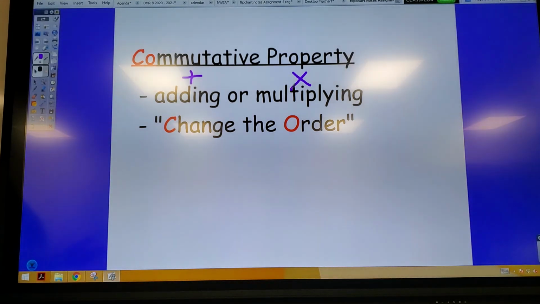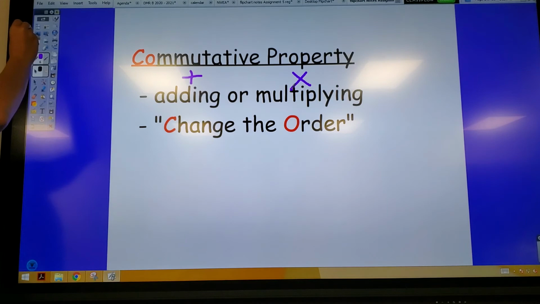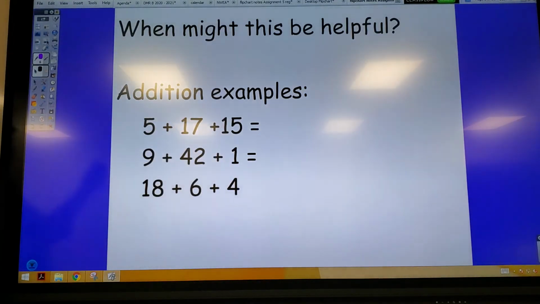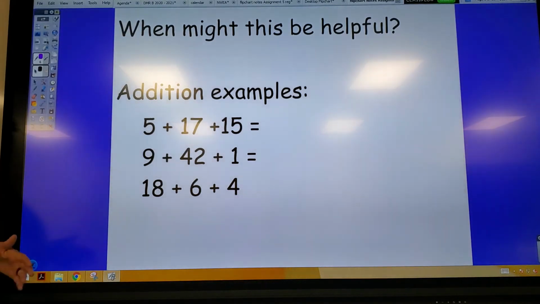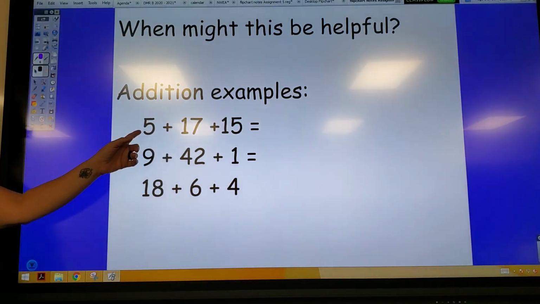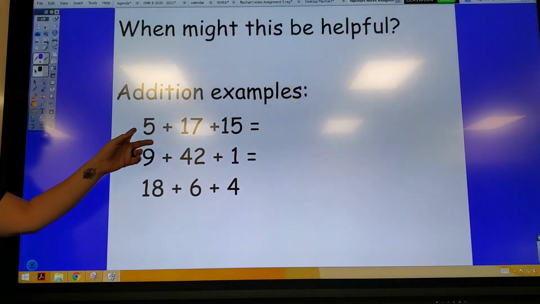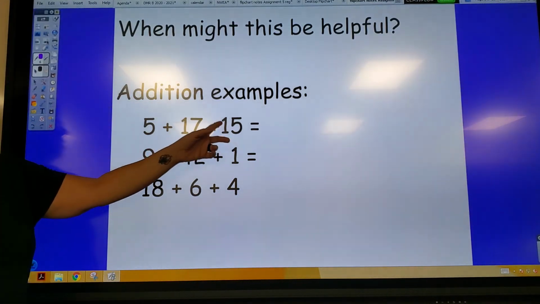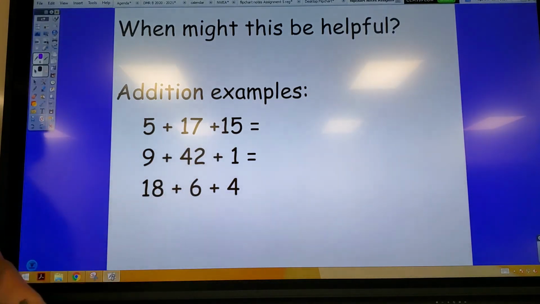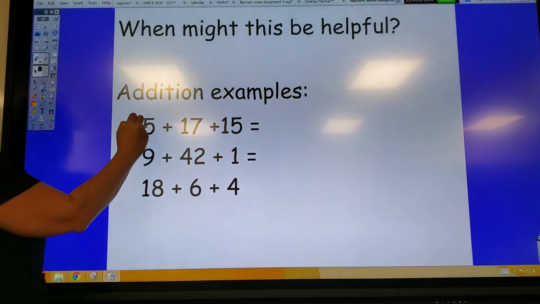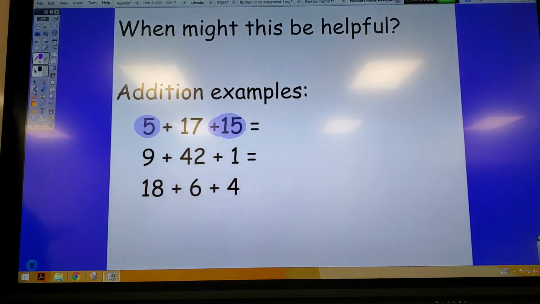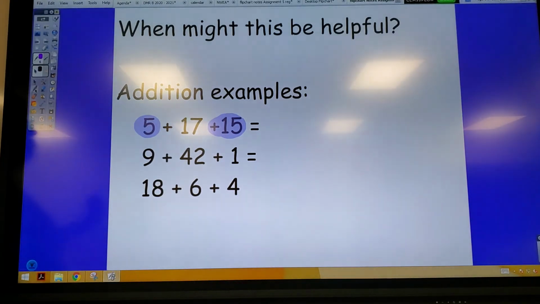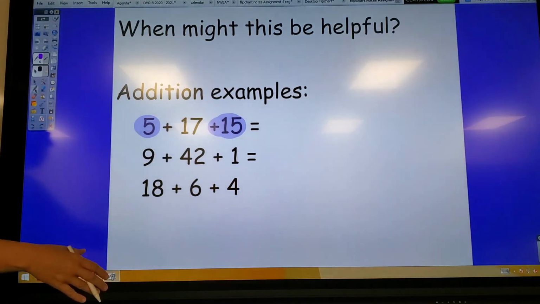Now, the reason that the commutative property is helpful is because you can more easily add or multiply the numbers mentally. So, for instance, in this first example, if you were just working from left to right, 5 plus 17 is 22, and then 22 plus 15, that's fine, but it'd be a lot easier if instead you did 5 plus 15. And most of you do that naturally, correct? You just do it. So what you're doing in your head is the commutative property. It's not something you necessarily need to show, all right?